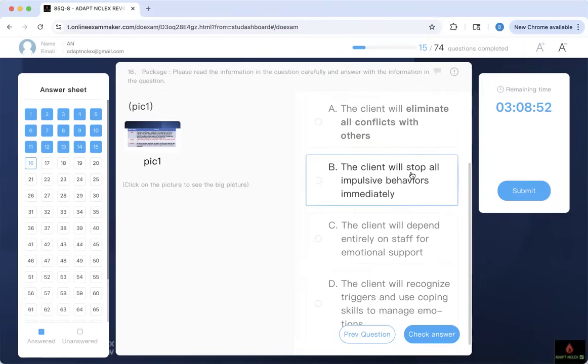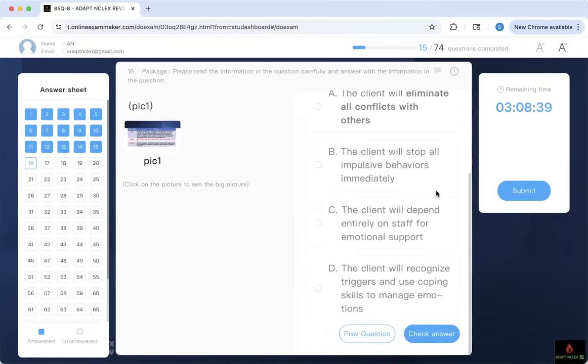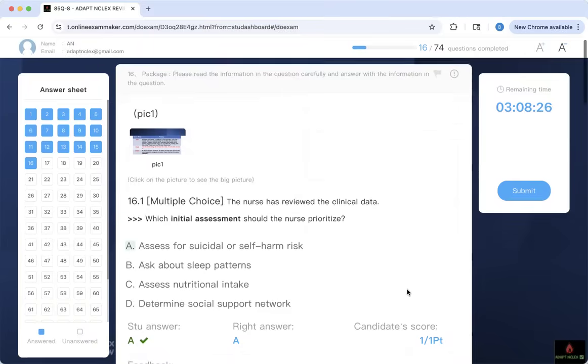The client will eliminate all conflict with others. No, that's not possible. They're going to fight once in a while. The client will stop all impulsive behavior immediately. There is no way. The client will depend entirely on staff. There is no way. The client will recognize the triggers and use coping skills to manage emotions. This is adaptive. How did you do?